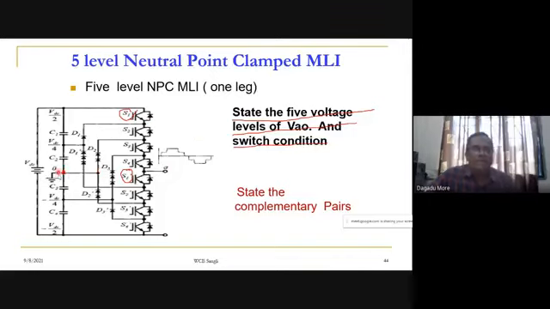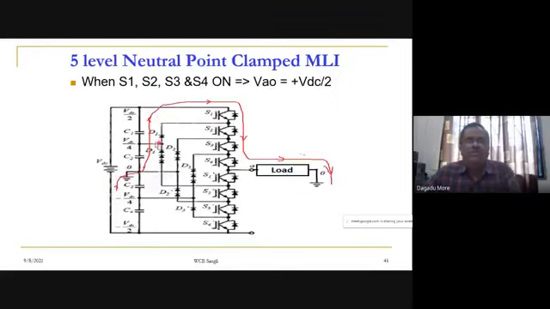And now we are having a VAO. Okay. And now how can we get which devices will be on, again here a complementary pair is there. If the upper 4 are on and the lower 4 are off, let us assume that, we can get plus VDC by 2. When can we get plus VDC by 2? So here 5 levels are there.